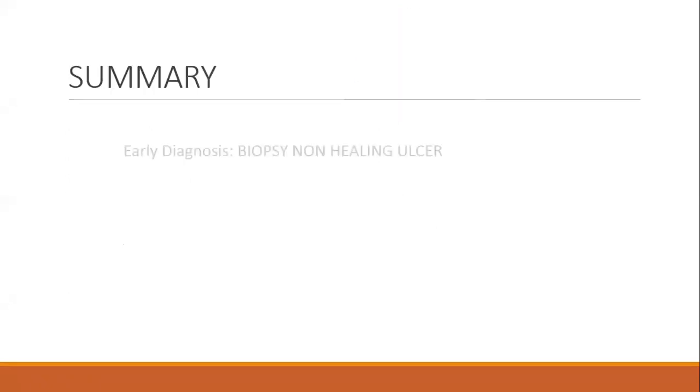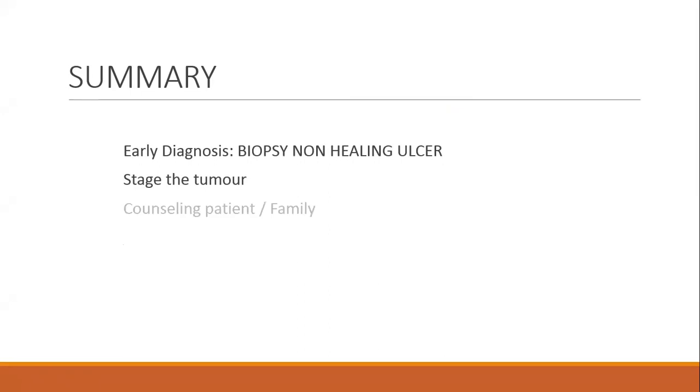So in summary, early diagnosis is the key. You do a biopsy of a non-healing ulcer. If it is non-healing in 4 weeks, I said in the beginning, this is for the latecomers. So you must stage the tumor. What stage is it? So that you can plan the tumor treatment. And when you're planning, counseling of the patient and the family, and the planning of the treatment.